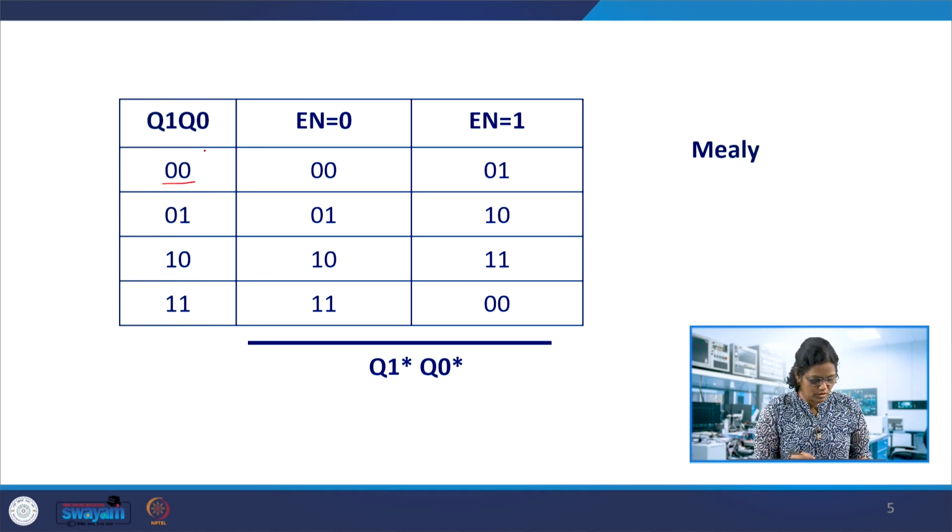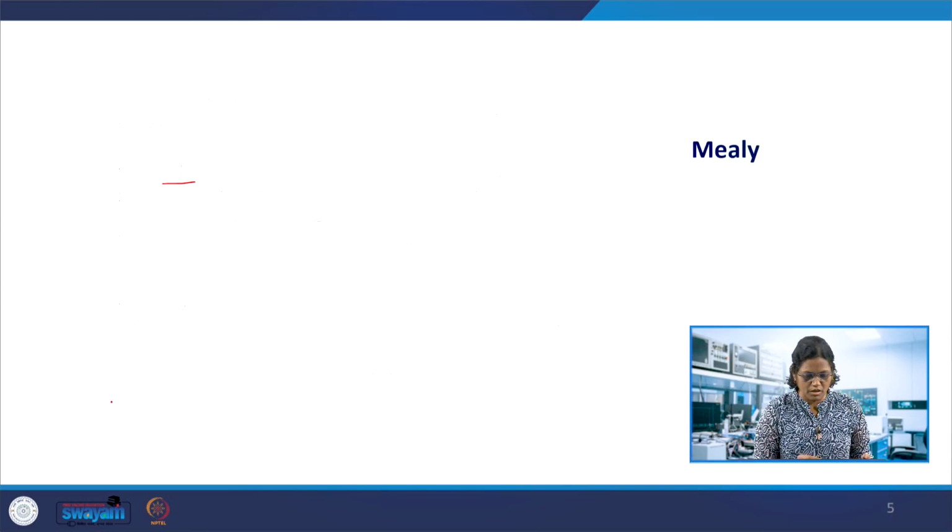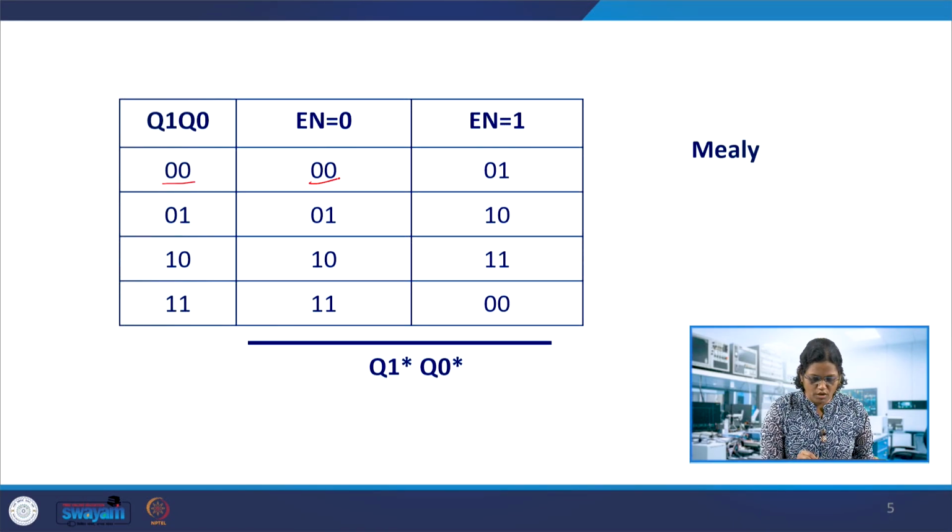Okay, so this Q1 and Q0 here is used in this equation. So, enable 0, this becomes 1, and Q0 is 0. And this is 0, and here Q0 is 0, so this becomes 1, and enable is 0, so this becomes 0. Similarly Q1 star is computed. So, here when enable is 0, what is Q1 star and Q0 star? So, assigning these are the combinations.